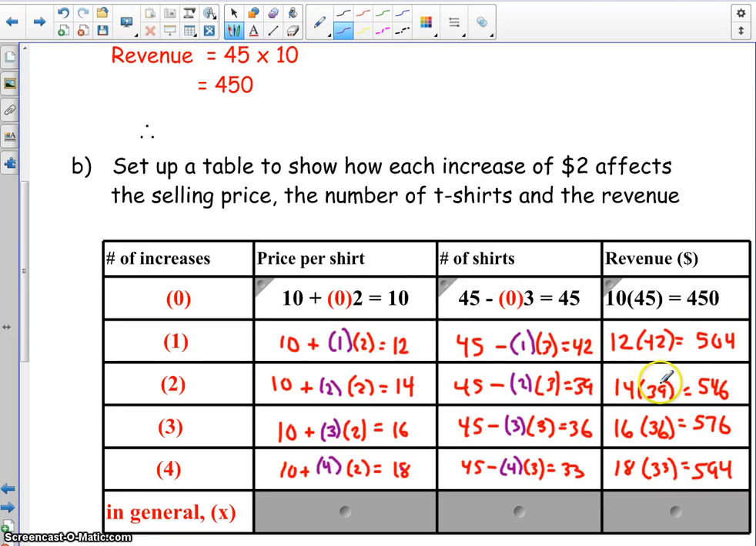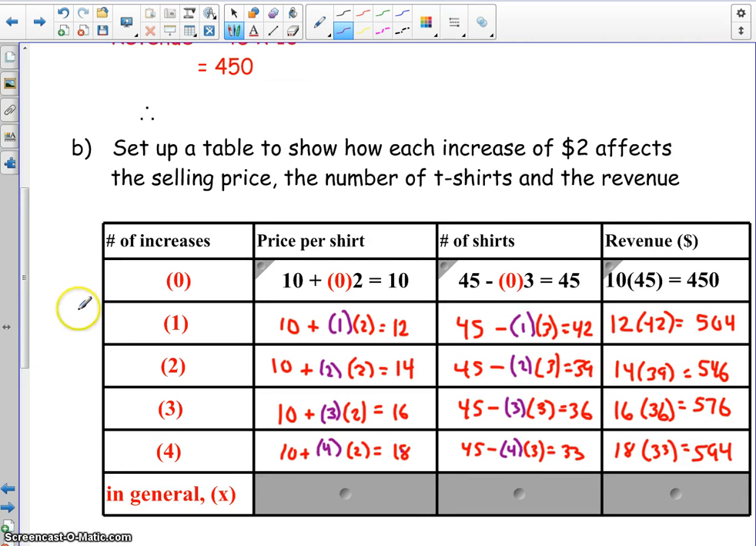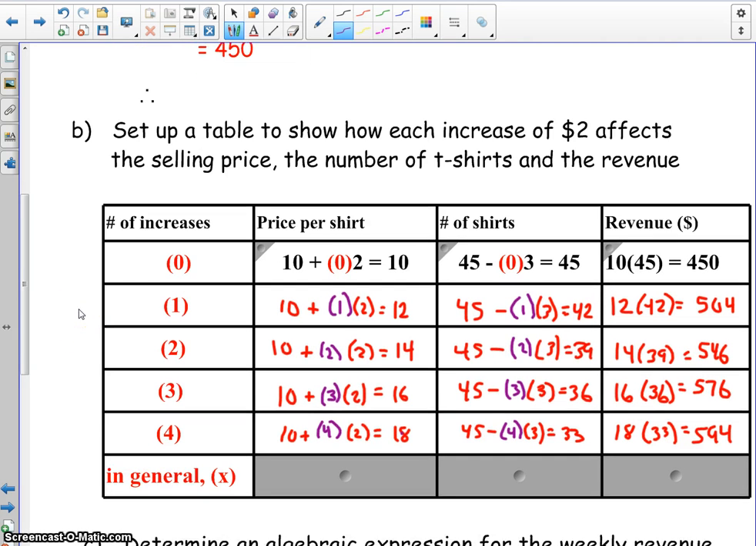So there is going to reach a point where there's some sort of maximum revenue that she can make, but then the price is going to get so high that not enough people will be buying them, so she'll start not making as much money. That's really what we're trying to get at, is trying to figure out how she can get the most money possible.